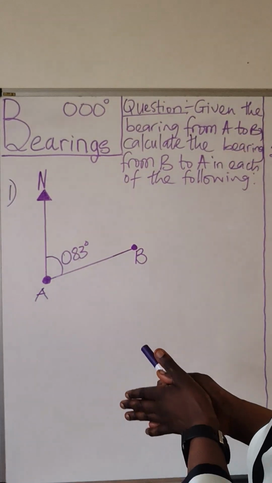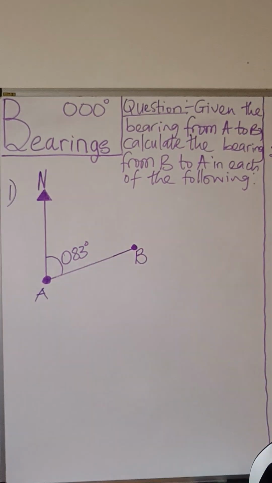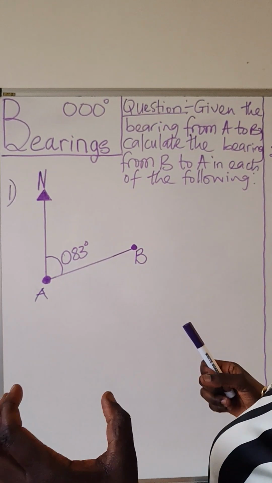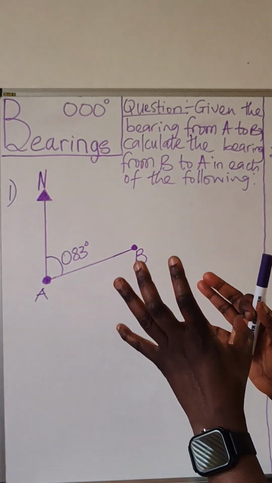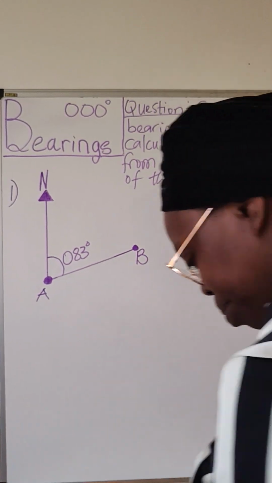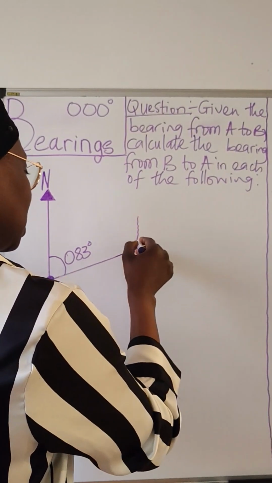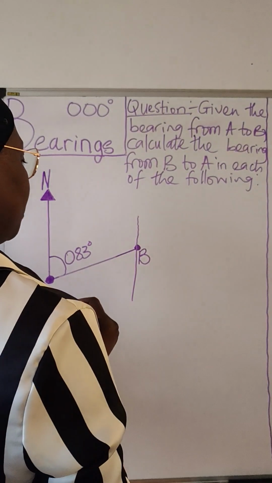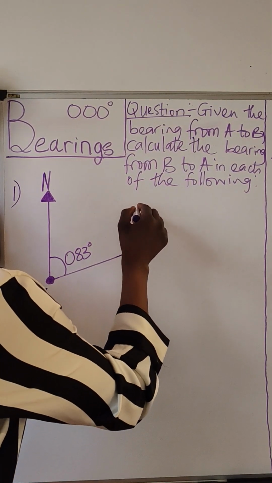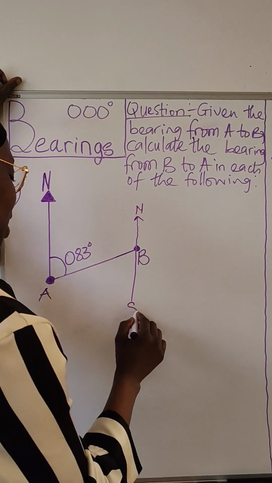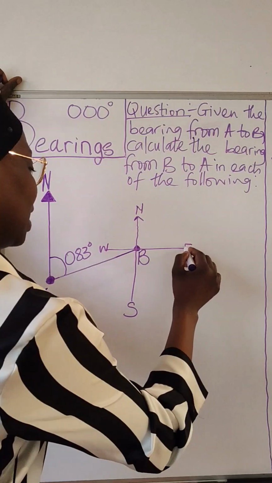So going straight to calculate the bearing from B to A. In my last video, I explained how we can get it right in two different ways, and I'll do the same now. I'll draw the four cardinal points on point B now. The four cardinal points are north, south, west, and east.